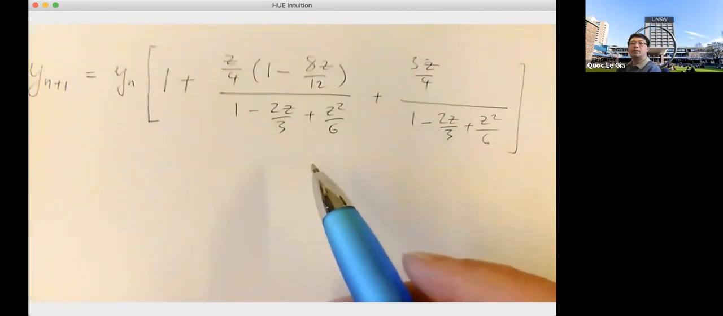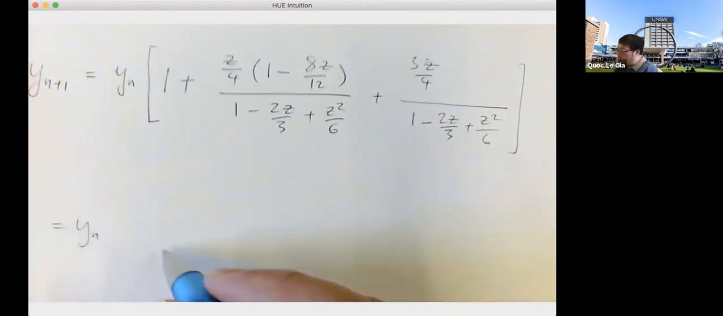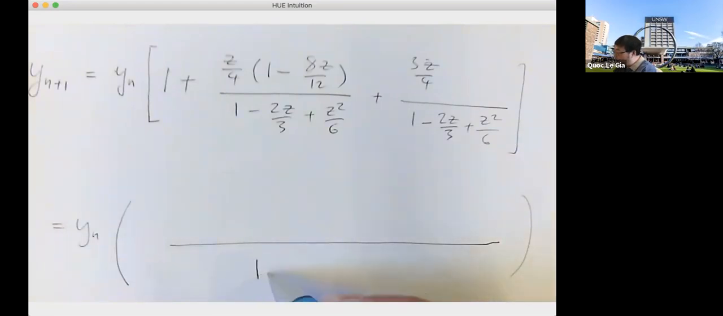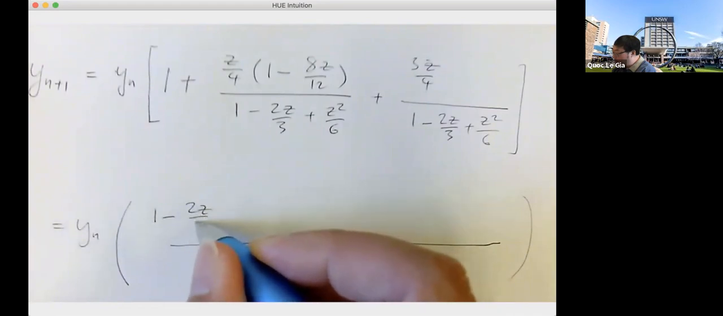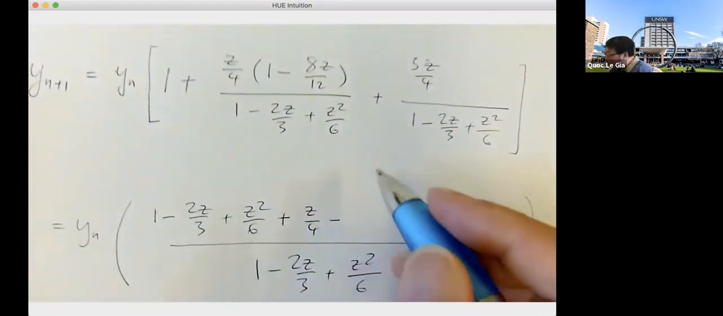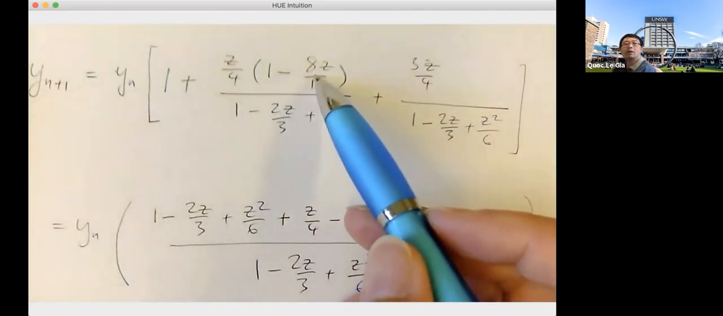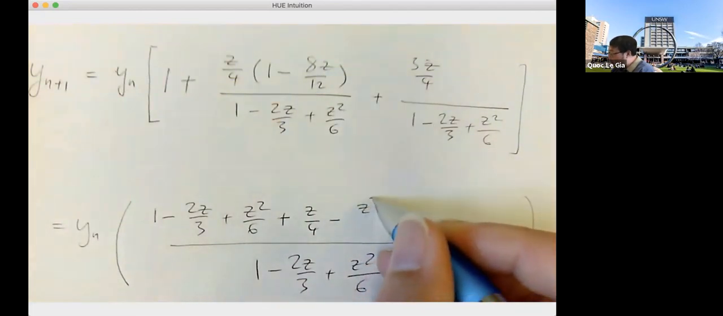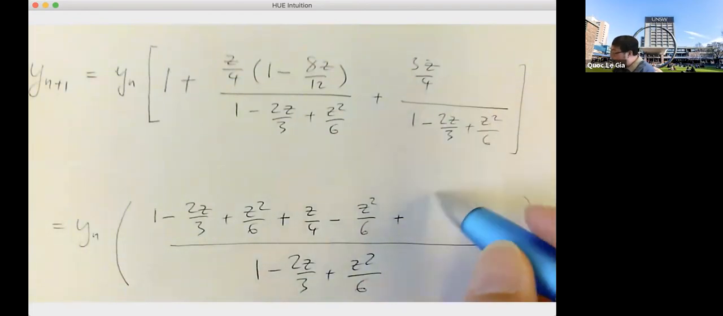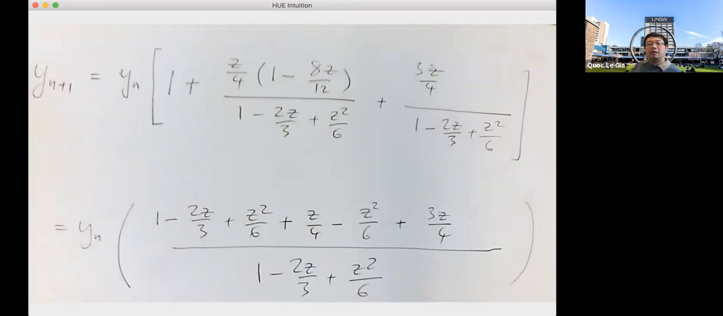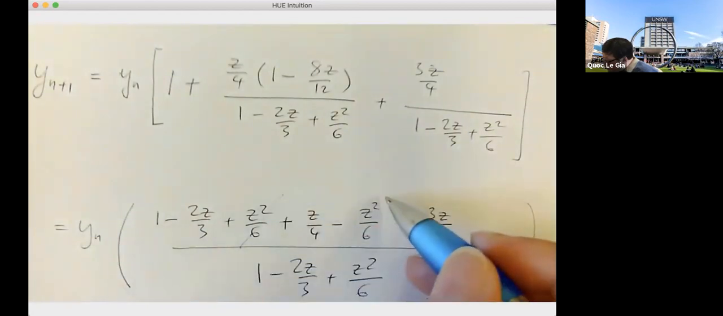But now I need to simplify it a little bit, very carefully. So I put a big bracket here, then I get 1 minus 2z over 3 plus z squared over 6, plus z over 4 minus, so you have a cancellation here. 2 divided by 4 is 2 over 12, which is just 1 over 6. So you get z squared over 6. And this term is just 3/4 of z. So it seems we got something, right? Now z squared over 6 got cancelled.